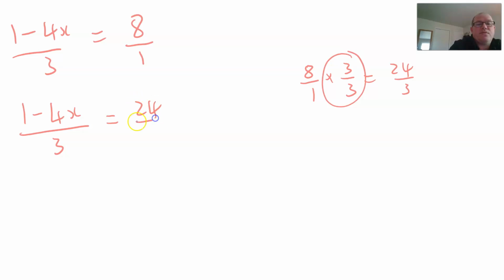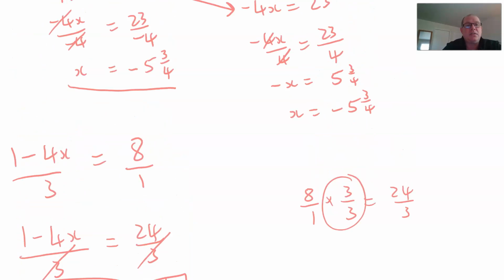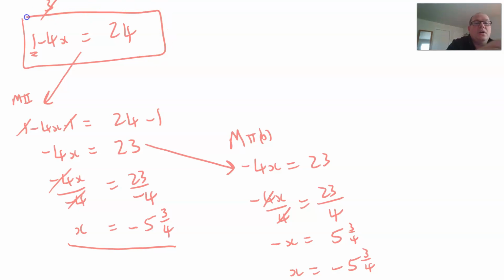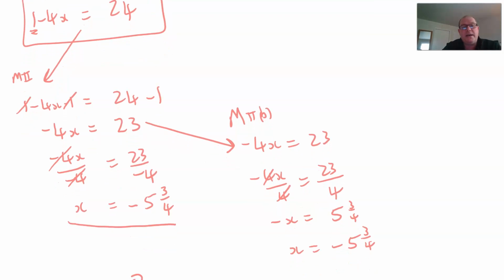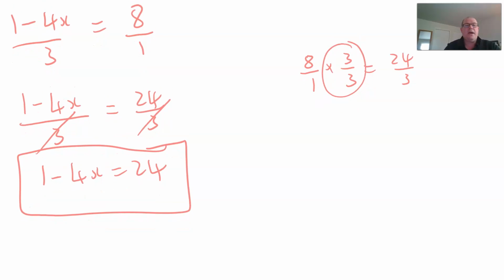So we get 24 over 3. Now we can multiply both sides by 3, and obviously the divide by 3 and the divide by 3 cancel, and you're left with 1 minus 4x equals 24, which if you notice was the same as we got earlier here. 1 minus 4x equals 24. So then you could use one of the two methods there. So there's some different ways of solving (1 minus 4x) over 3 equals 8.